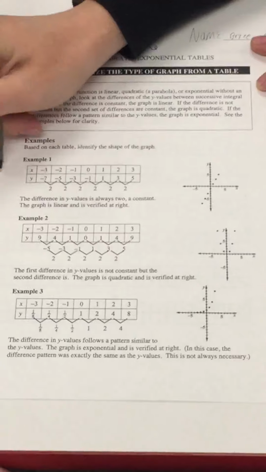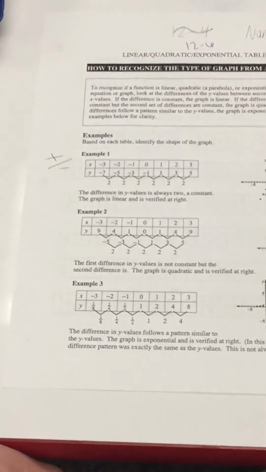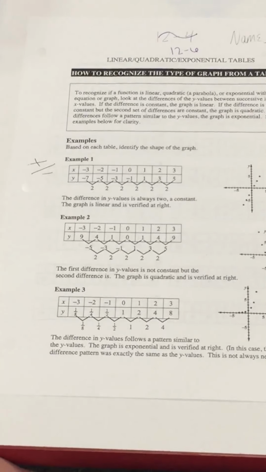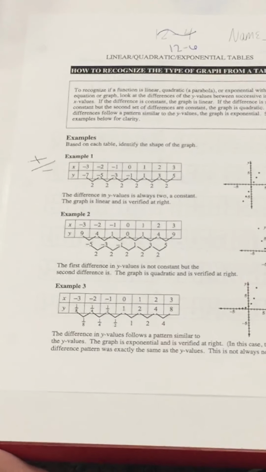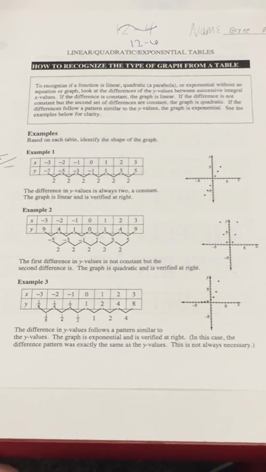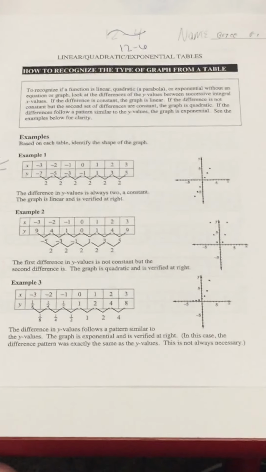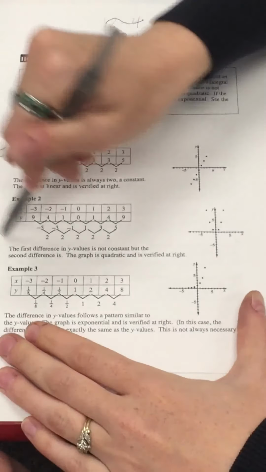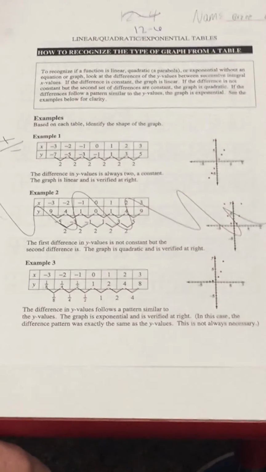Haley, I want you to write plus or minus next to that table, because if it's linear, you would see the same number being added or the same number being subtracted over and over. Example 2 is quadratic. You don't need to know that. Cross it out.